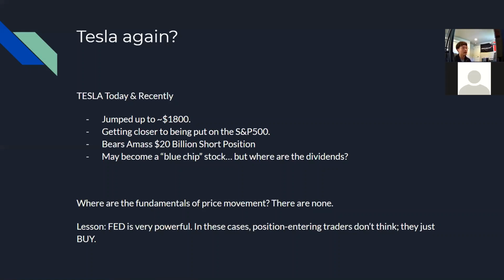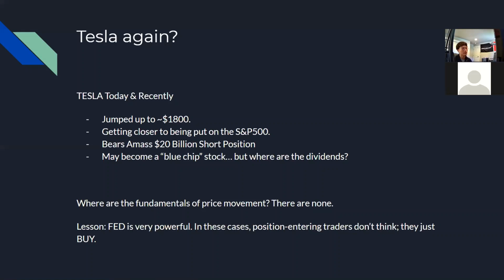So with Tesla getting closer to being put on the S&P 500, we're probably going to see a lot of volatility with Tesla being put on that index. We're not going to really see that much change for the S&P 500, of course, because Tesla's only going to be one out of around 500.